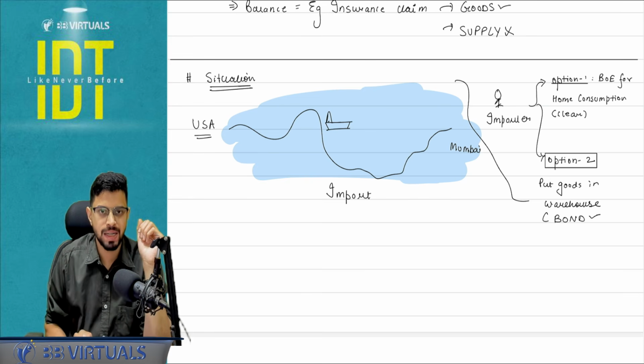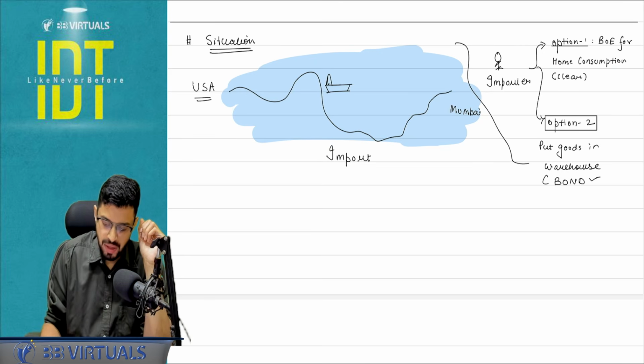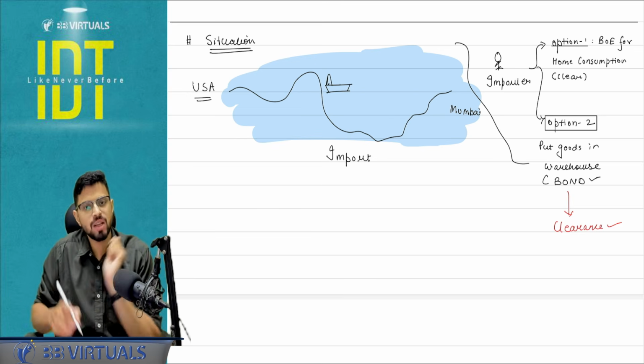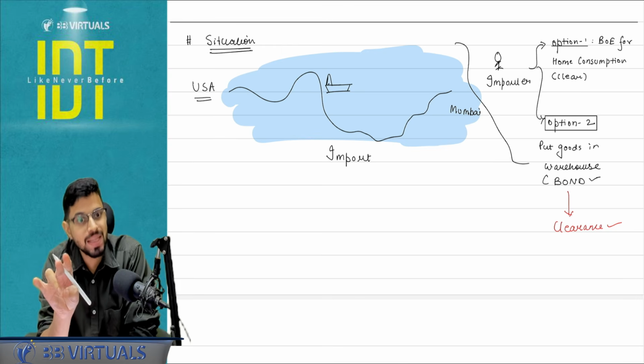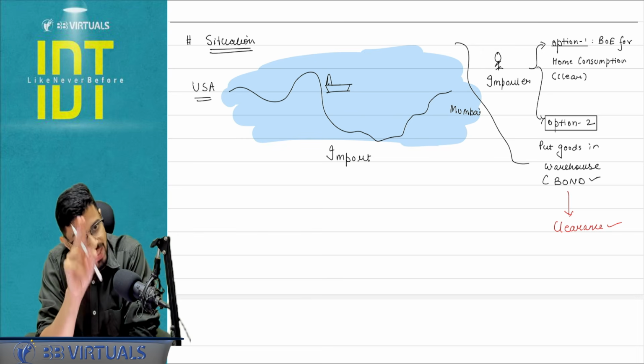Whenever the goods are cleared, so ultimately, when the goods are put into the warehouse, thereafter, I can go for clearance as well later on, whenever I feel like it. And whenever the goods are cleared, you will be paying the customs duty plus you will be paying the IGST. Import of goods is liable to IGST as well.